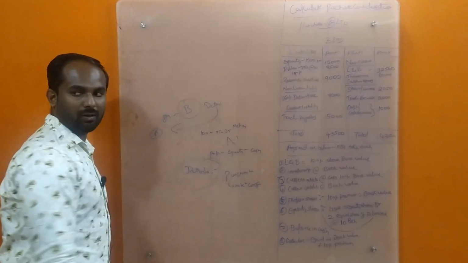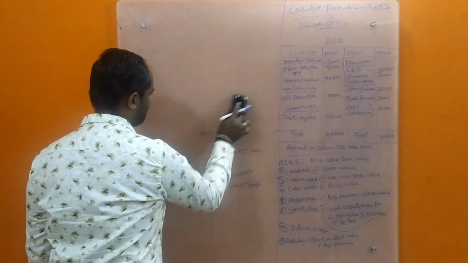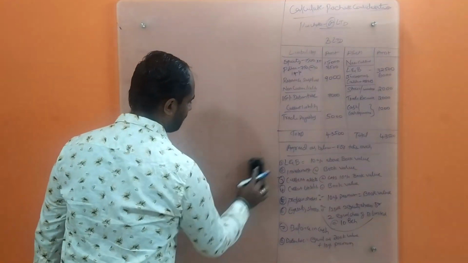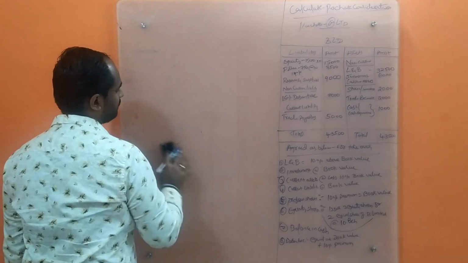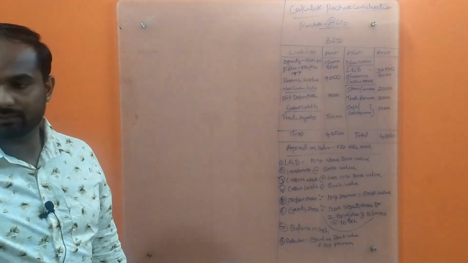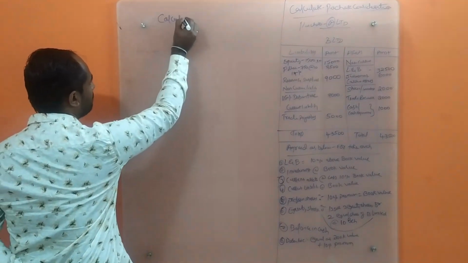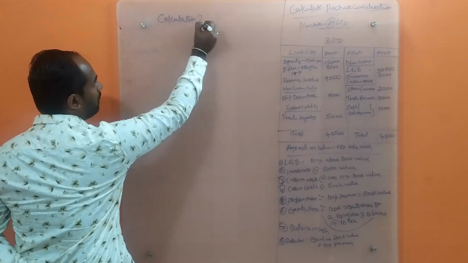Okay, so this is illustration 1. So first what we have to do, we have to calculate net asset. So I will put it here, calculation of net asset.